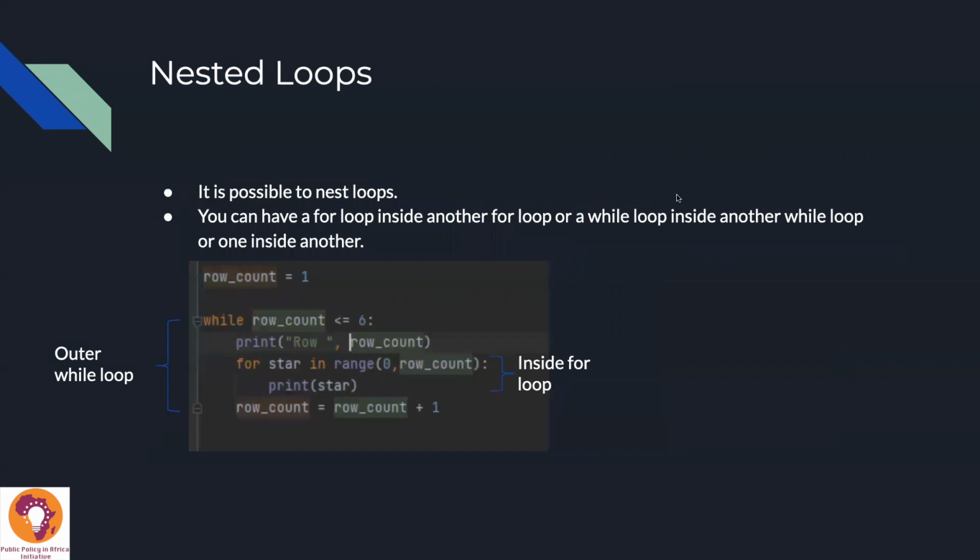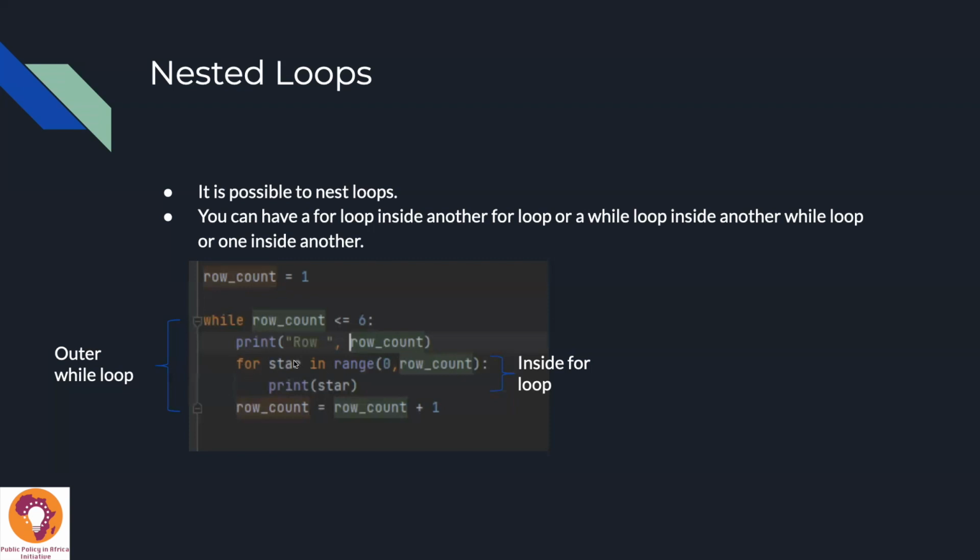All right, so nested loops. It's possible to nest loops. You can have a for loop inside of another for loop, or a while loop inside of another while loop, or in the case down here, we have a for loop nested inside of our while loop. In this particular case, we're going to start out with row count equal to 1. While row count is less than or equal to 6, we are going to print the current row. So we print row count.